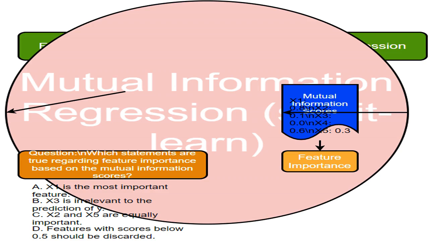I'm using a specific function from the scikit-learn library, a Python library for machine learning, called mutual info regression.